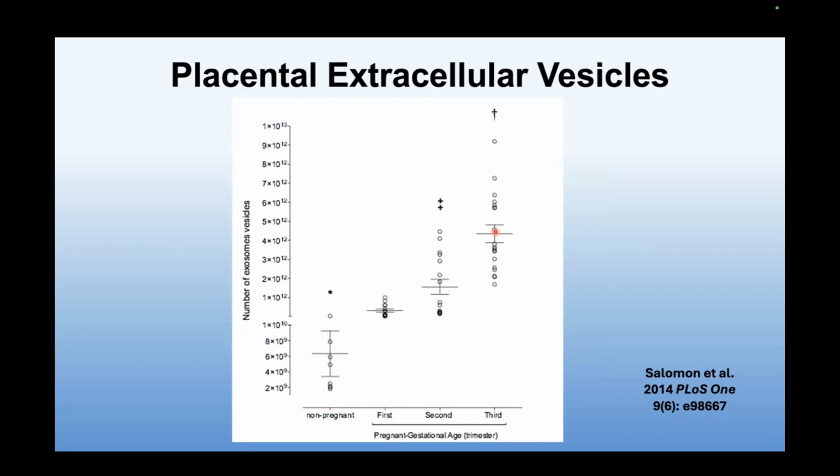For instance, if a woman has preeclampsia, you can take her extracellular vesicles, inject them into a pregnant mouse, and that mouse will get preeclampsia. So these are very important in the immune regulation of the maternal fetal interface.